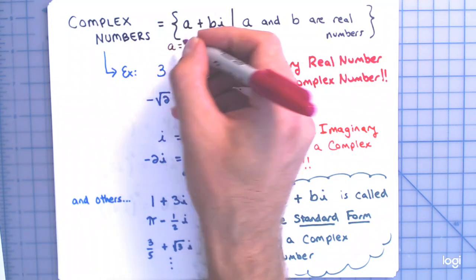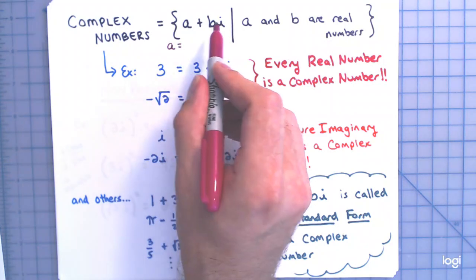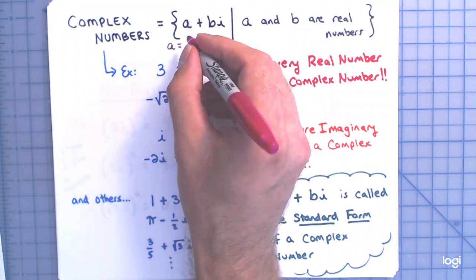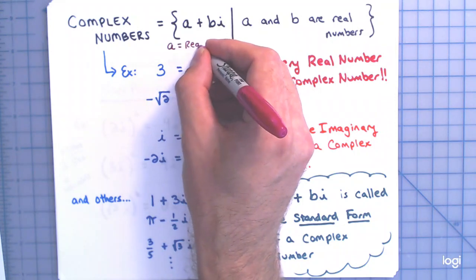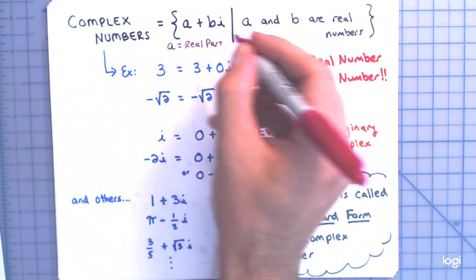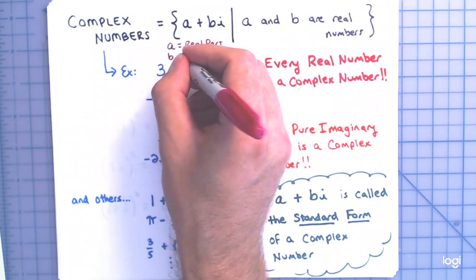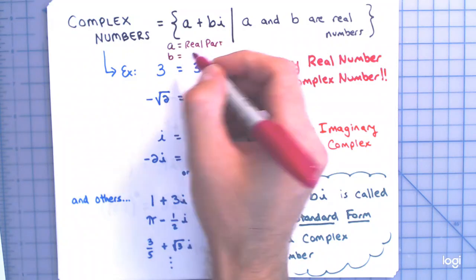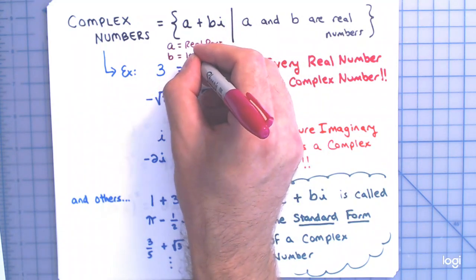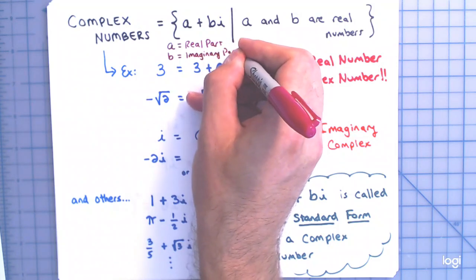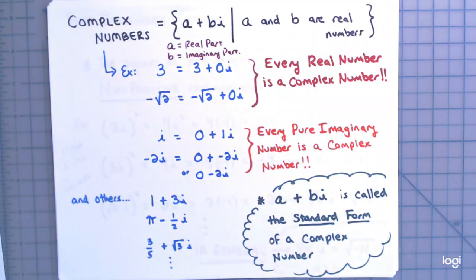And the number a here, I should have written this out, but when you see a plus bi, the number a, the number that doesn't have i attached, that's sometimes referred to as the real part of the number. And the number b, that's actually attached to the i, the number b is sometimes referred to as the imaginary part of the number. Sorry, I should have had more space for that.